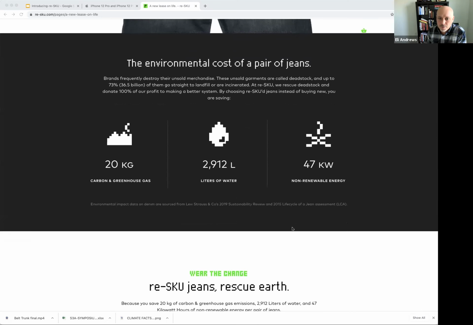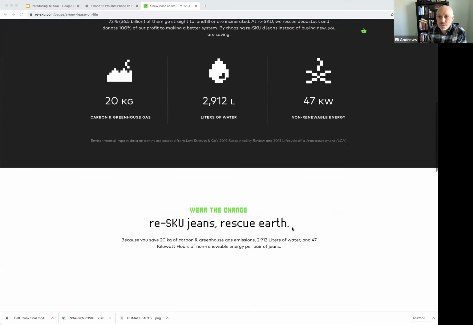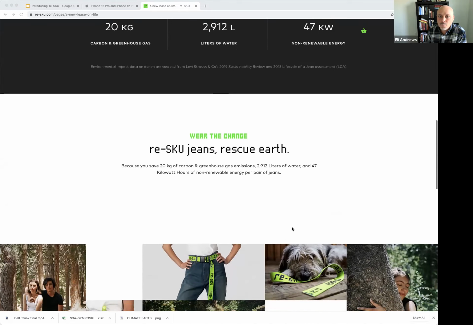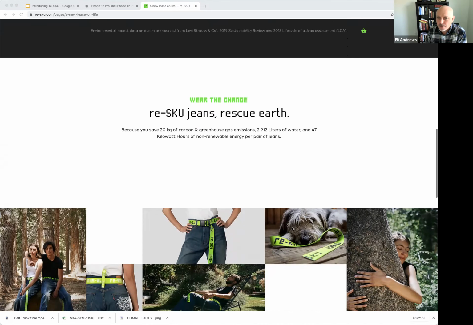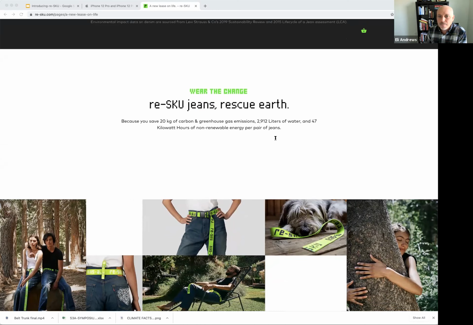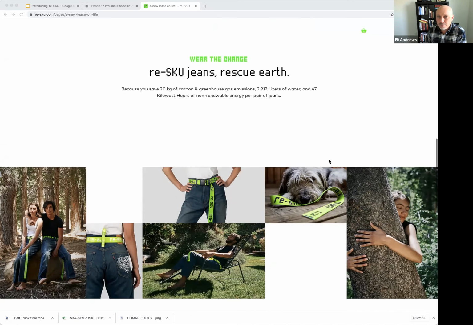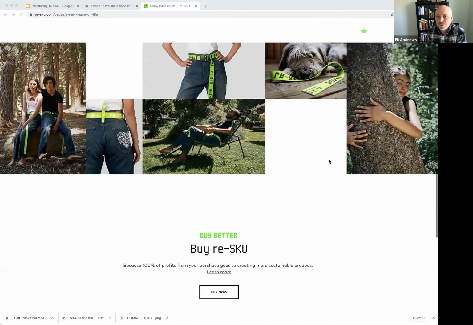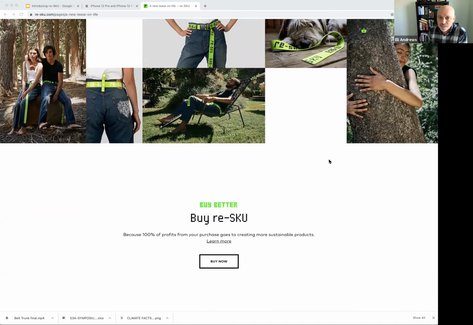Scrolling down further on the page, you see that the value proposition for re-SKU'd jeans is not how it might be bigger or better, but rather the value proposed is in carbon and greenhouse emission savings. And then further down, the value proposition is the fact that we donate 100% of profits to research. This page intends to communicate and demonstrate the power that consumers have to make a difference with an informed purchase decision.